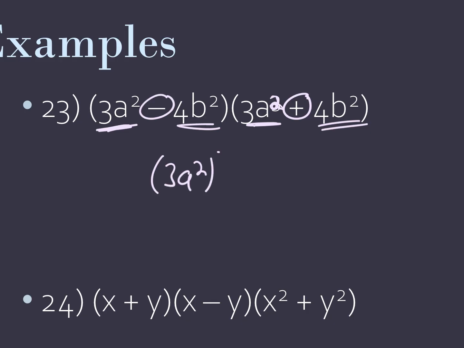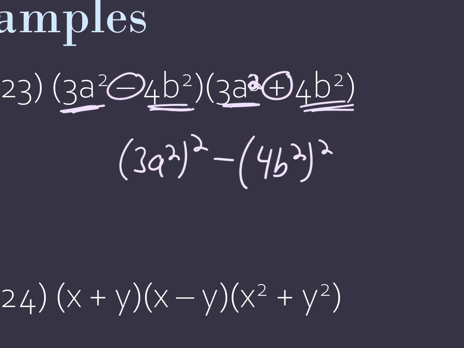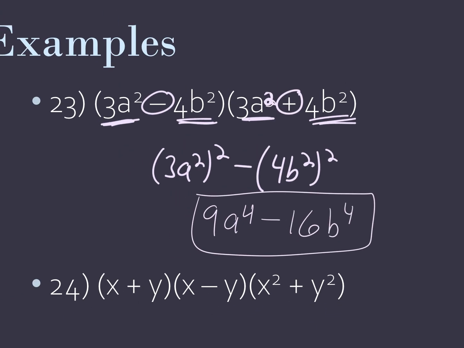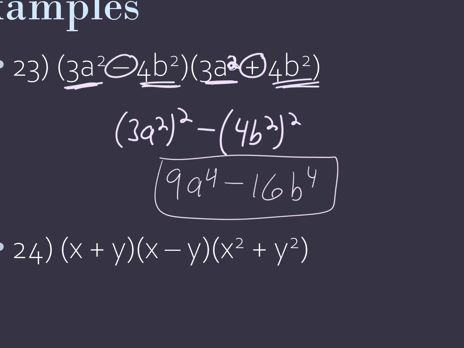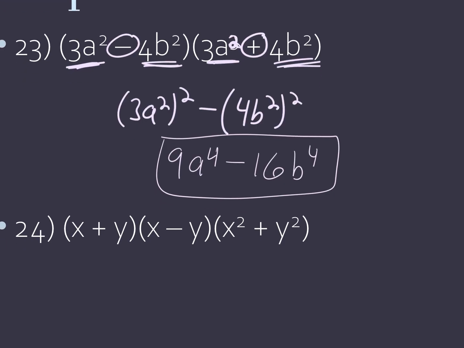This is going to be 3a squared minus our next term is going to be minus 4b squared. All right, and then when you square that first term, you're going to end up with 9a to the fourth. Minus, when you square the next one, you're going to get 16b to the fourth. Again, if you don't choose to do that, you can FOIL it if you want to. But you're going to find it helpful to memorize your special products.